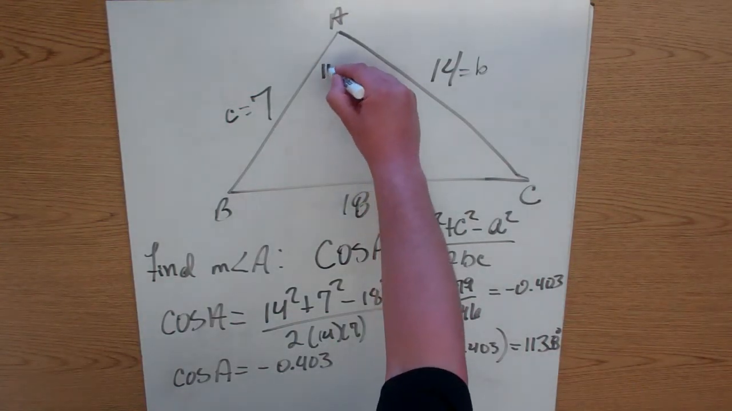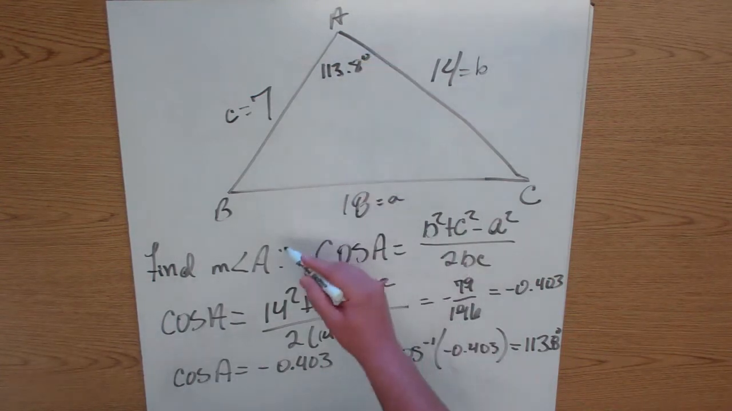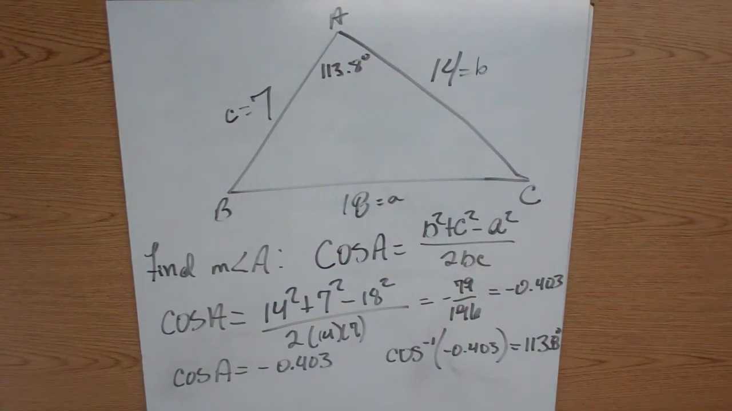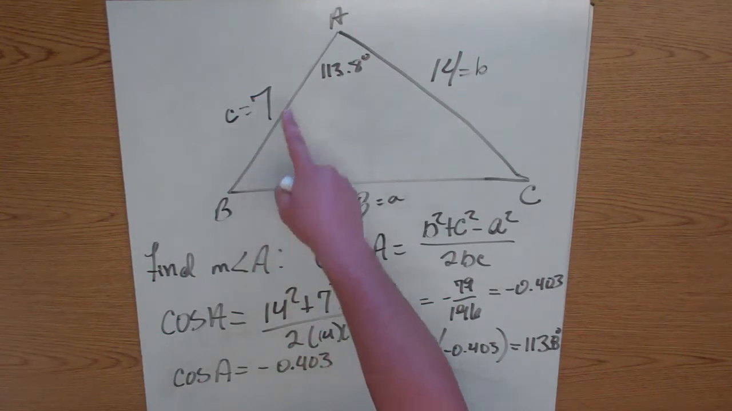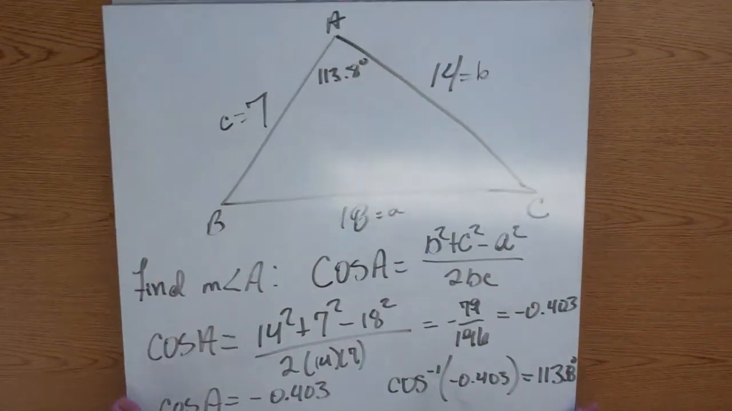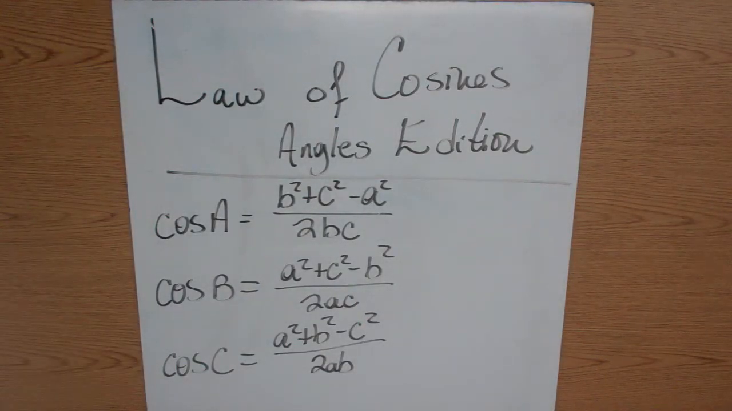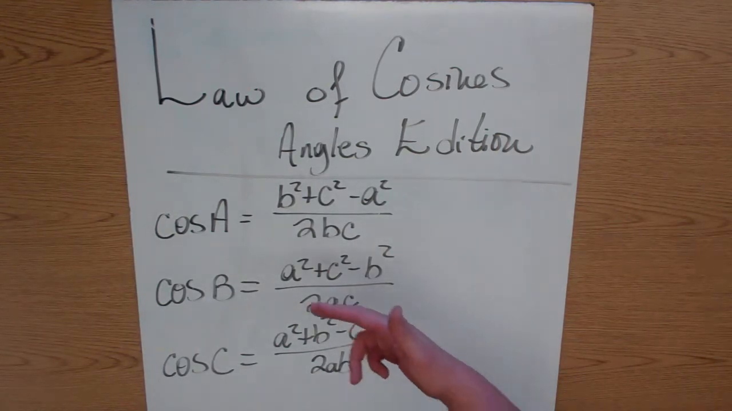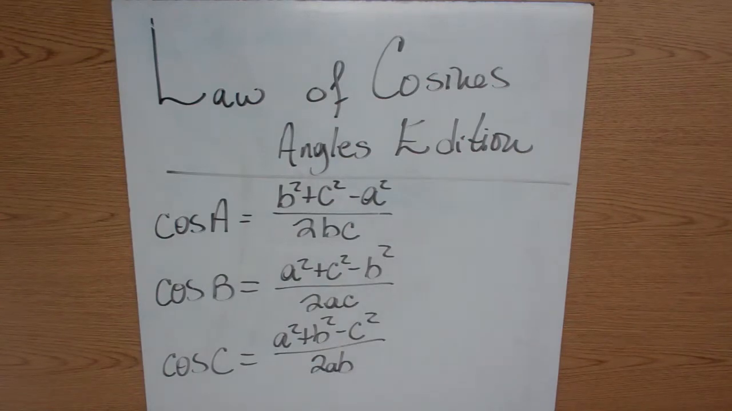Now that we know that this angle is 113.8 degrees, we can go ahead and use law of sines to find angle B, then use properties of a triangle to find angle C. I could give you a bunch more problems, but they all work the same. The important thing to remember are these three formulas. If you remember these three formulas, you will always be able to get one angle, and then from there just use law of sines to find the rest of them.